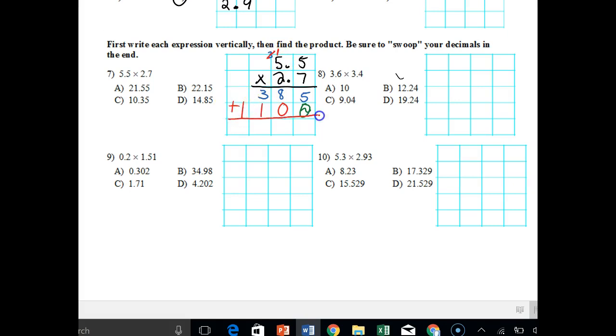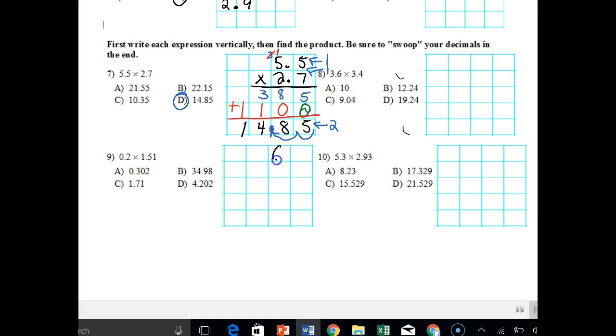Carry your 1. 2 times 5 is 10 plus 1 is 11. Now let's add these up. So we have 5 plus nothing is 5, 8 plus nothing is 8, 3 plus 1 is 4, and nothing plus 1 is 1. So notice that's our answer, but we have a decimal point here and a number behind a decimal point there. So we have a total of 2 numbers behind decimal points, so that means we need to swoop 2 times here in the end. So we start at the end, we swoop once, we swoop twice, and there's our decimal point right there. So 14.85 is our answer, D.